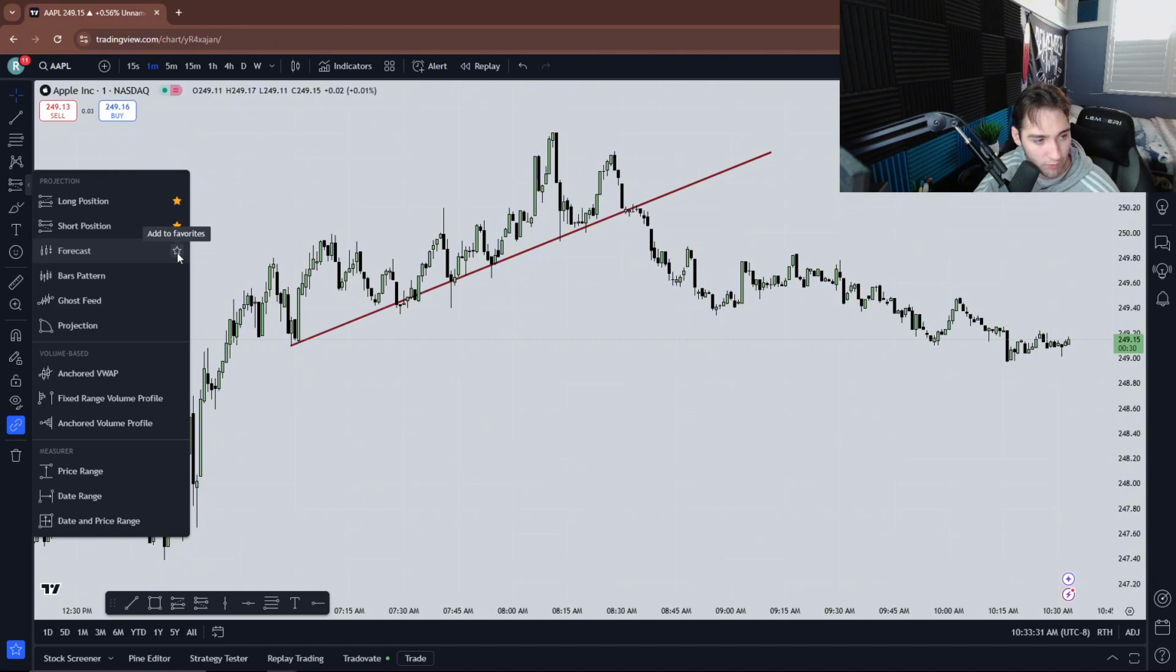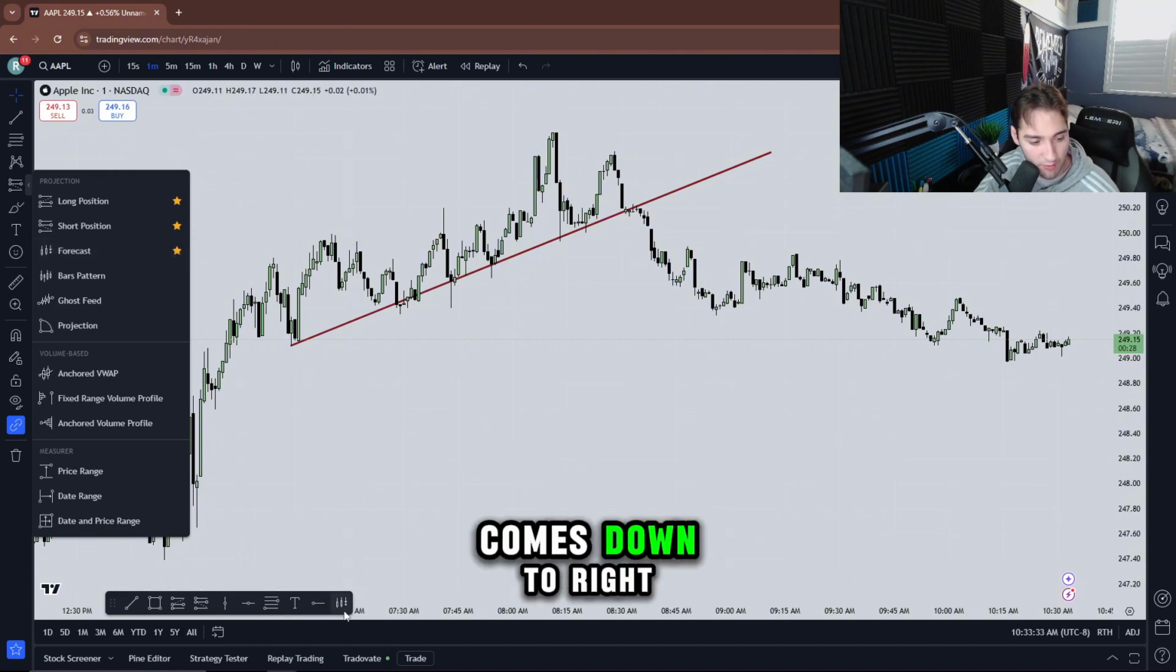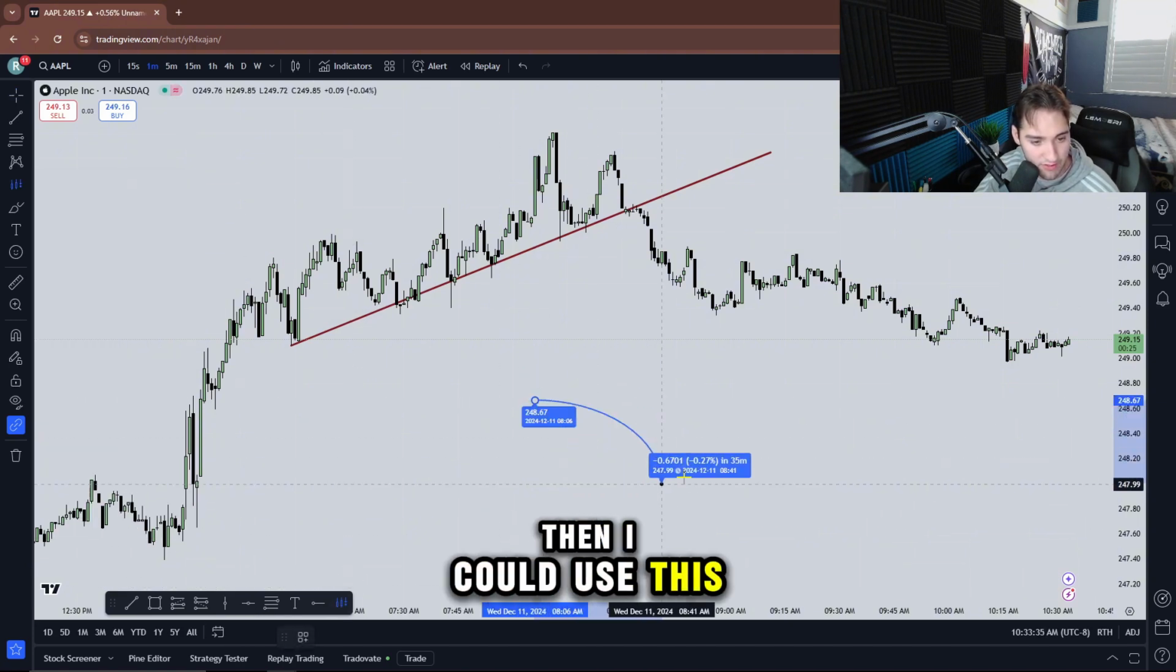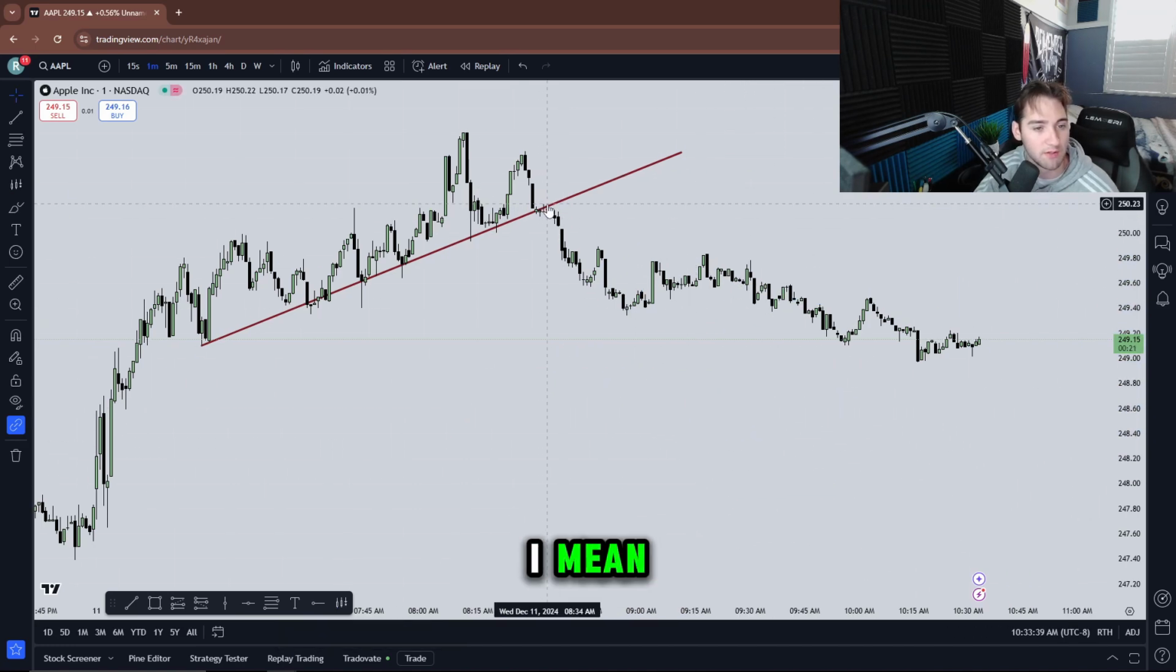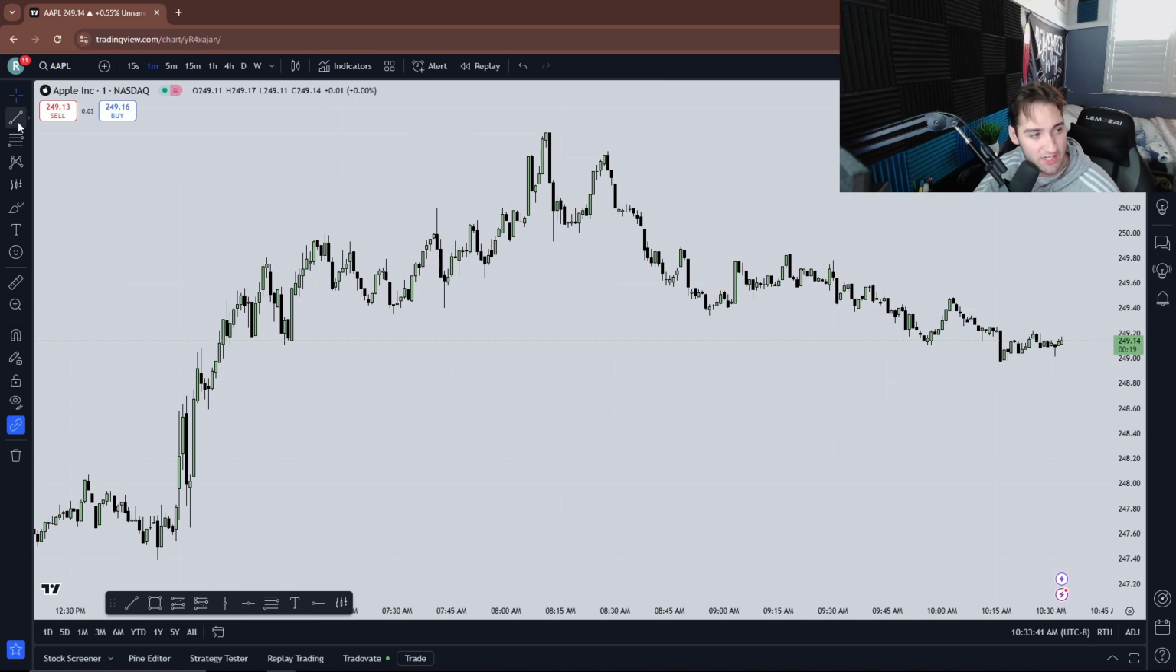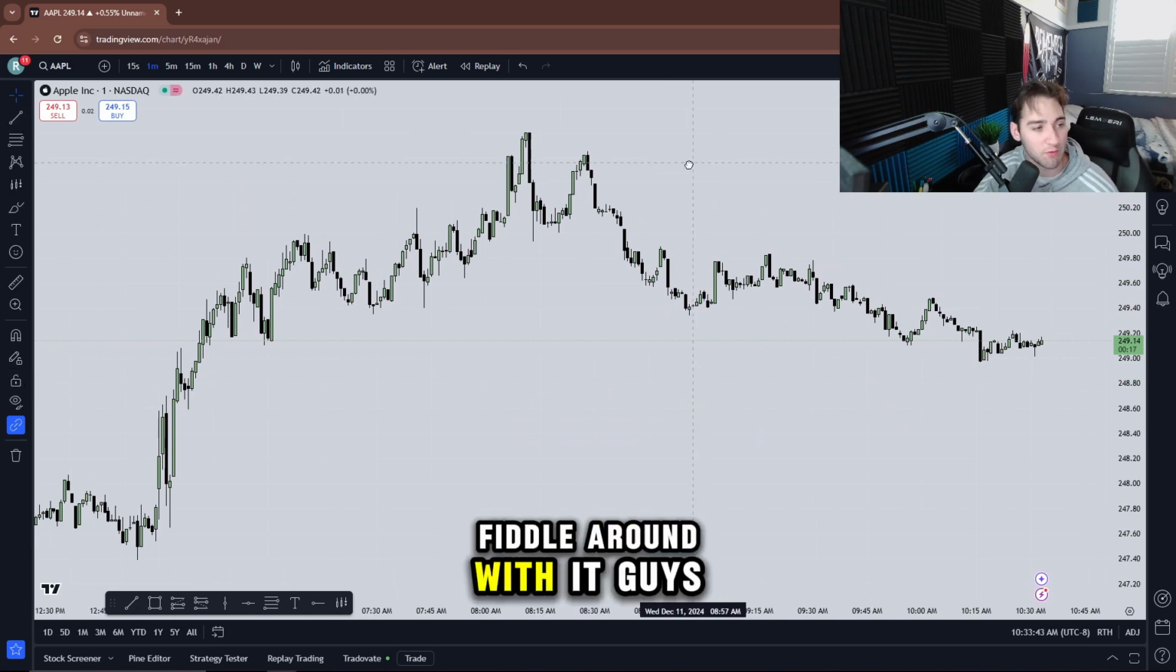So if I favorite the forecast, whatever this is, it comes down to right here, right? And then I could use this tool. I don't use this tool, but you know what I mean. So with that being said, you could use those tools, fiddle around with it, guys.